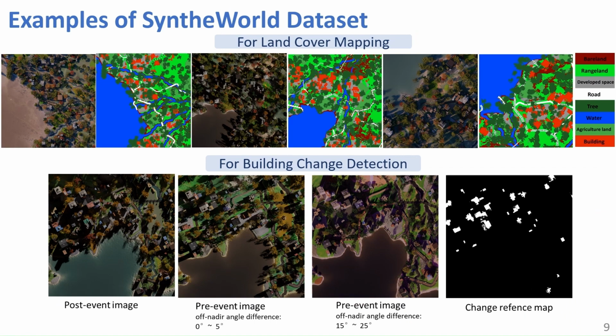In this slide, I will show some examples from the SyntheWorld dataset. The top row shows RGB images and annotations for the land cover mapping task, where we mimic the category definition of the OpenEarthMap dataset. It's worth noting that in Blender, we can easily generate masks in different colors using composite nodes. The bottom row is our built-in change detection examples.